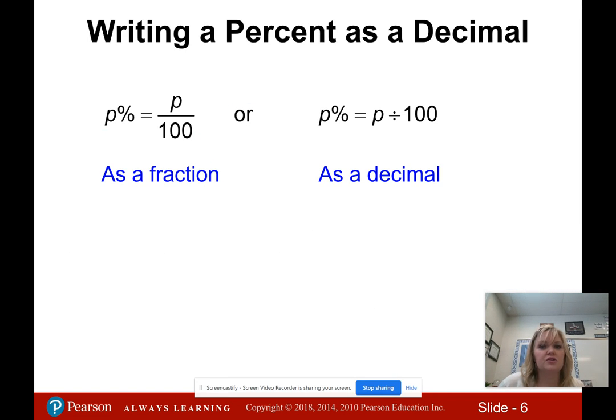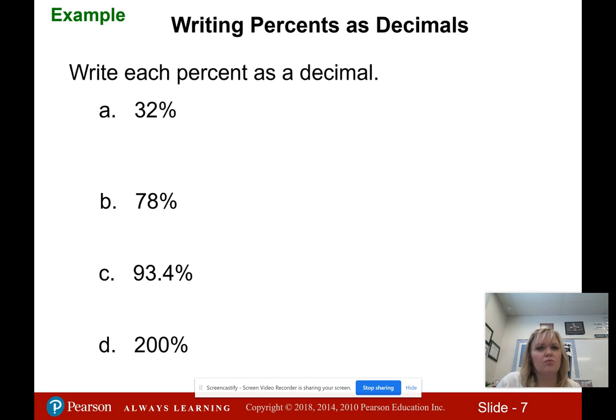Okay, so basically how to write a percent as a fraction is you just write whatever the percent number is over 100. And then the decimal is you just divide it by 100, because that's what the fraction is doing, dividing that percent by 100. Okay, so write each percent as a decimal.